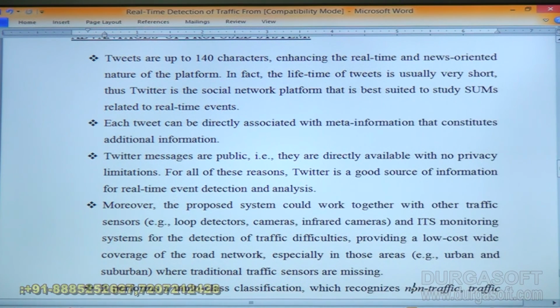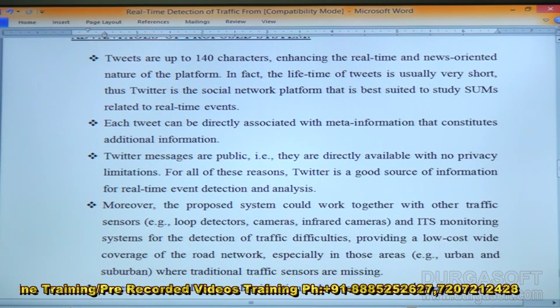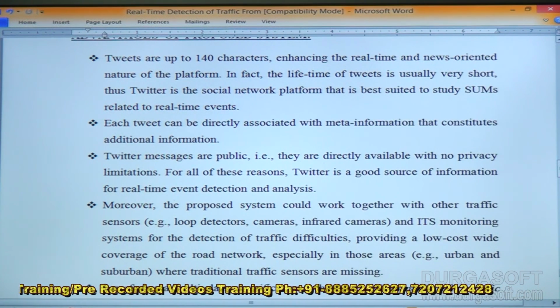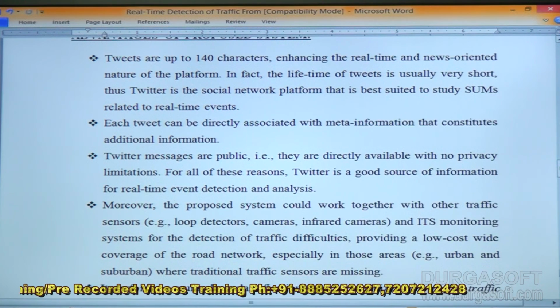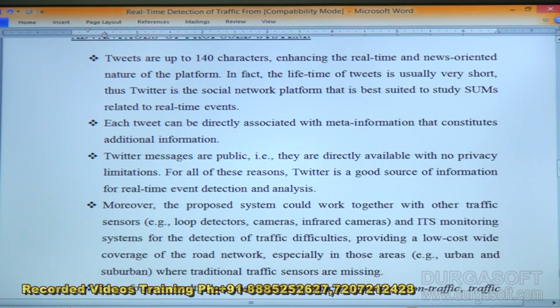And each tweet can be directly associated with meta information that contributes additional information. So each tweet will be associated with meta information. Meta information is nothing but additional information about the actual information. So based on the meta information, we are calculating whether the tweet has some proper information or not. Everything is classified with the meta information only.